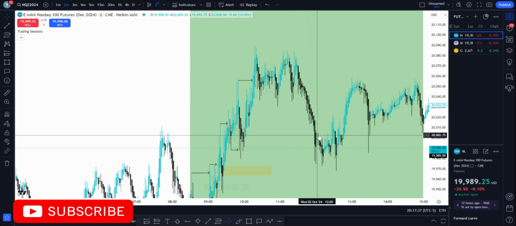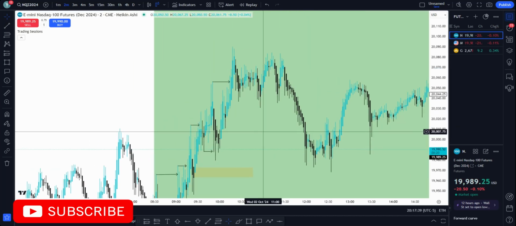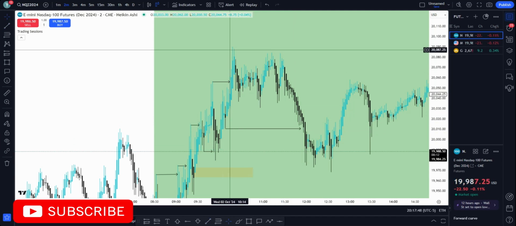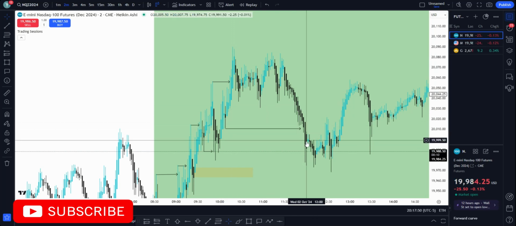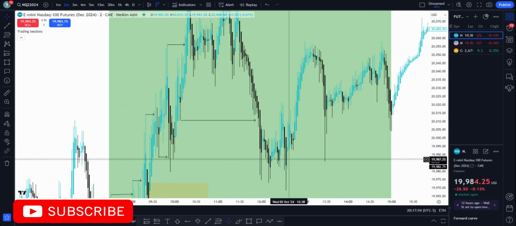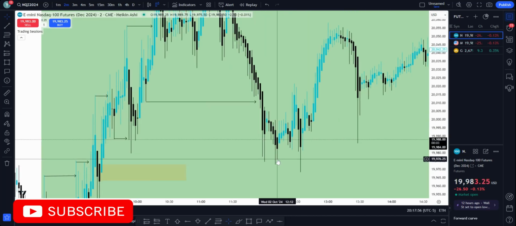So something else that happened is this one. So this is what caused the push to the upside. So this is the low. So the market took this, and as you can see, came back, played around.